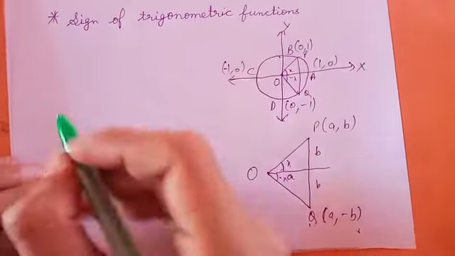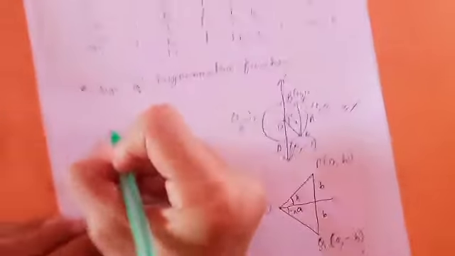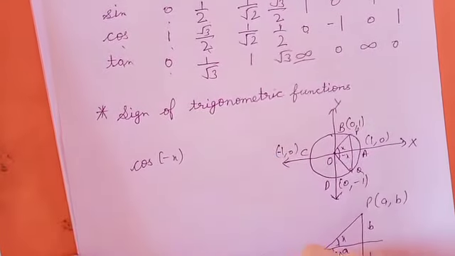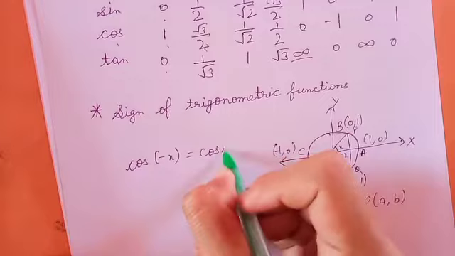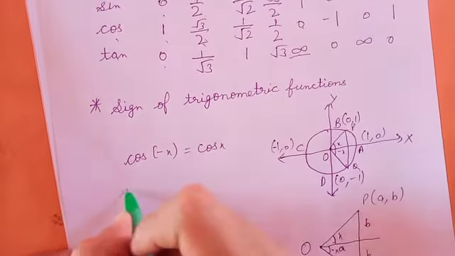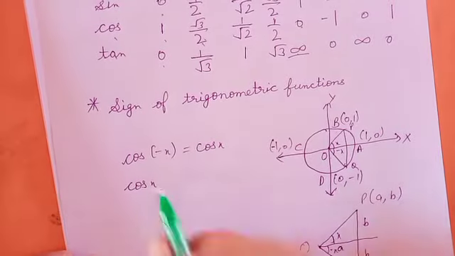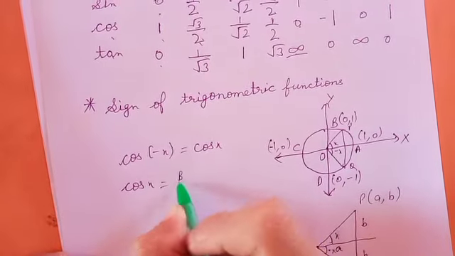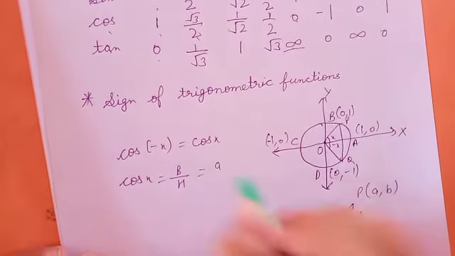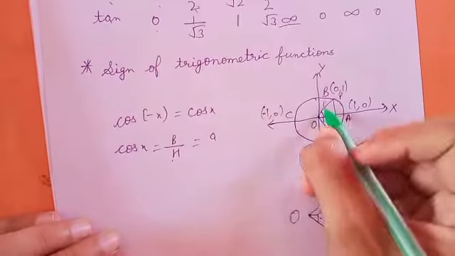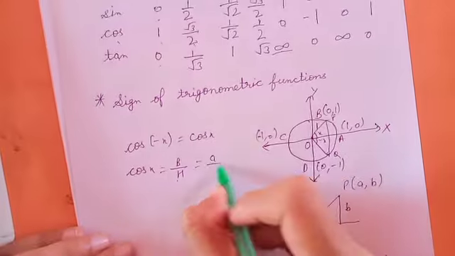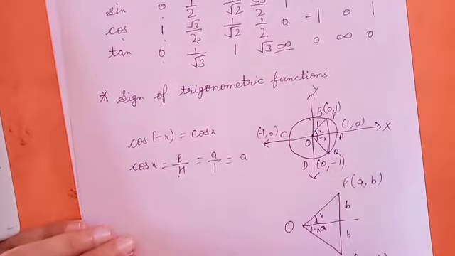Now if we talk about cos of minus X, what we will get is cos of X. Why is it so? What is cos X? Cos X is base upon hypotenuse. What is base? Our base is A, and what is our hypotenuse? Hypotenuse is 1 unit, because our circle is a unit circle, so hypotenuse is 1, and this becomes A.